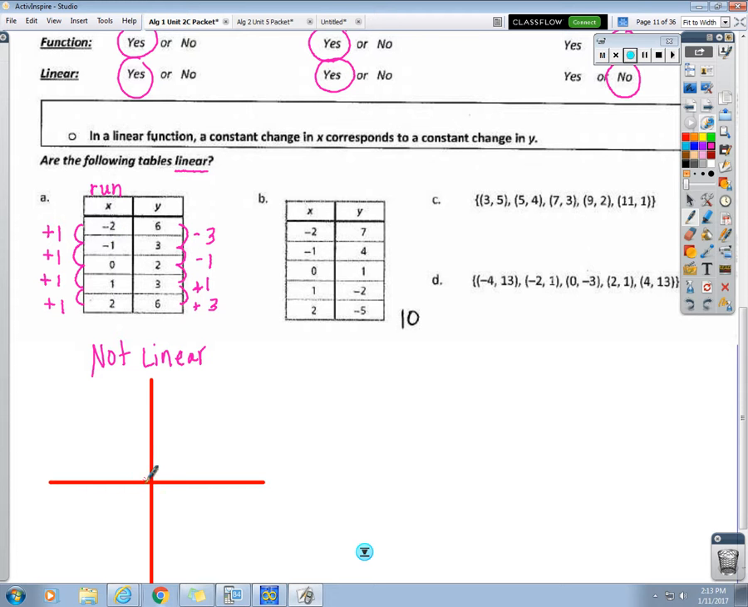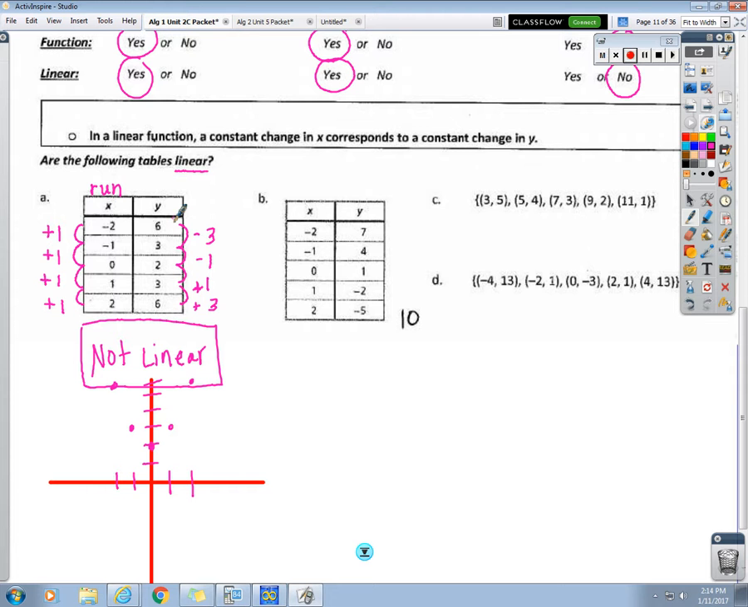Negative 2, 6 would be about here. Negative 1, 3 would be left 1, up 3. 0, 2 would be up 2. 1, 3 would be right 1, up 3. And 2, 6 would be right 2, up 6. Does that form a straight line? No, it forms a V-shaped graph, correct? So that also confirms for me that it is not linear.